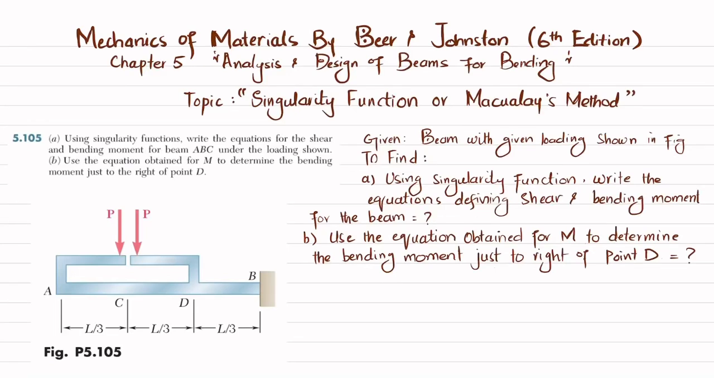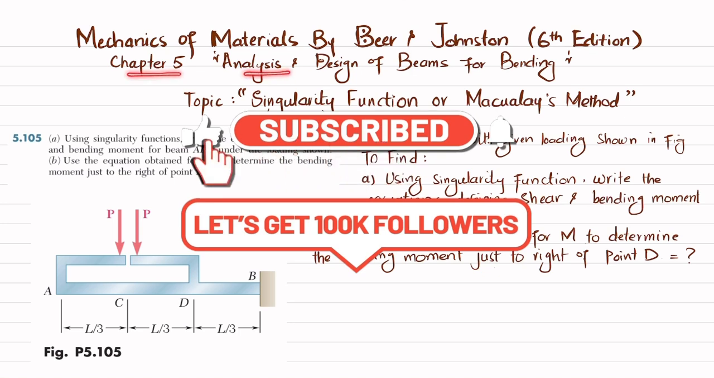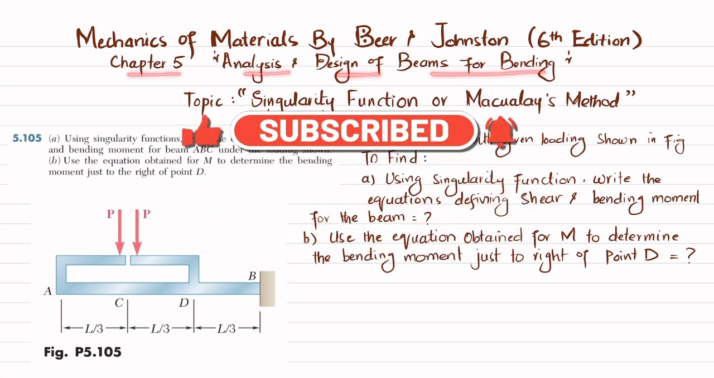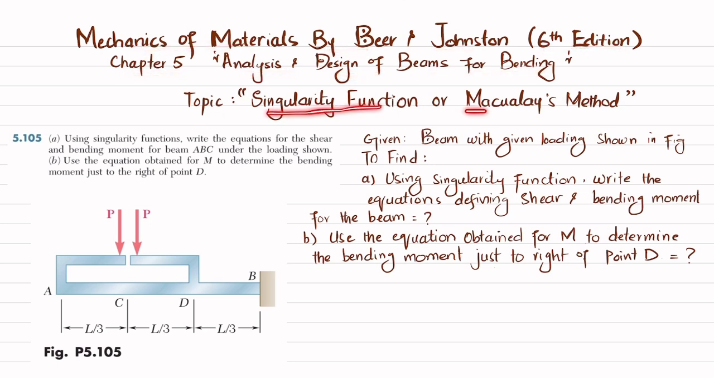Welcome back. Problem 5.105. This problem is taken from chapter number 5, Analysis and Design of Beams for Bending, and the book name is Mechanics of Materials by Beer and Johnston, 6th edition. And the topic is singularity function or Macaulay's method.